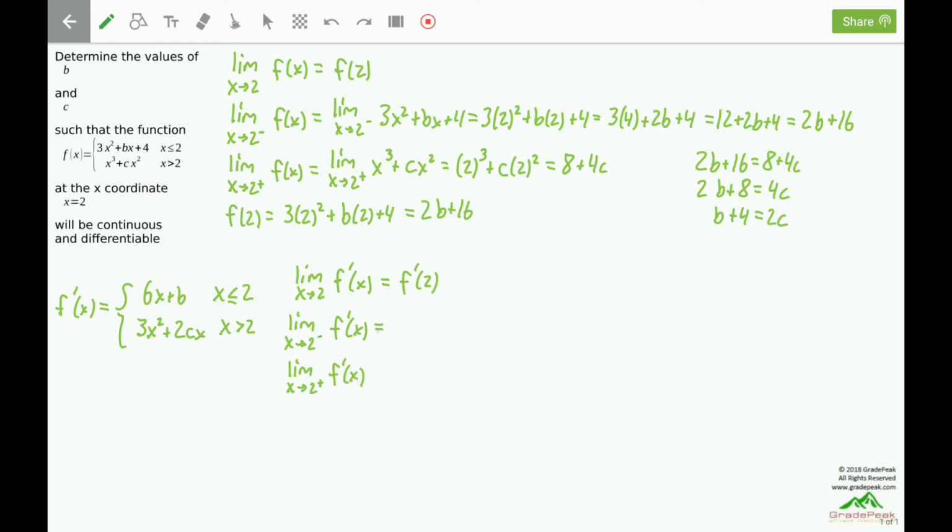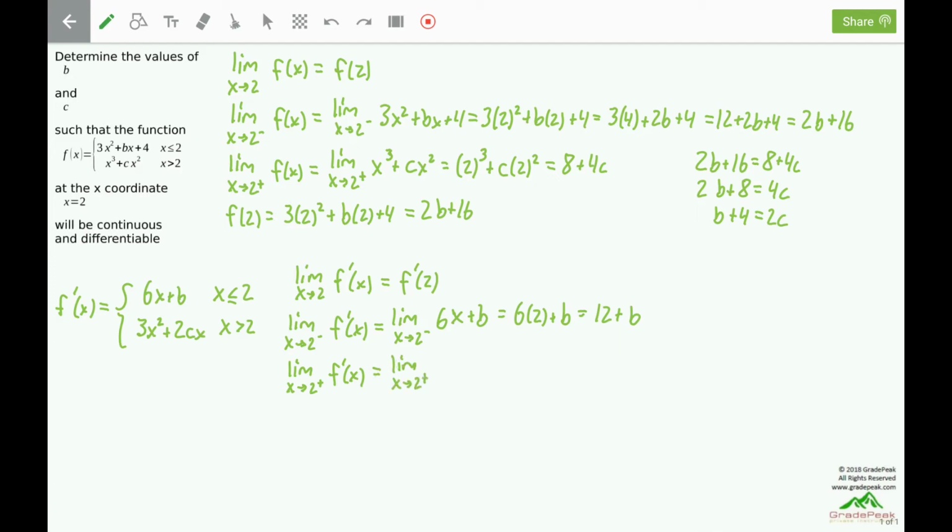Let's start with the left side limit. The left side of 2 is less than 2, so we will make use of this for our f prime of x, 6x plus b. We can now plug a 2 in for each of the x's. That'll give us 6 times 2 plus the b. And 6 times 2 is a 12 plus the b.